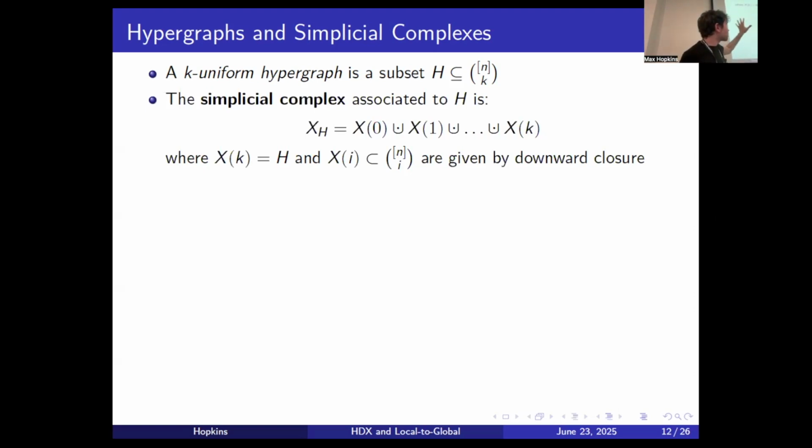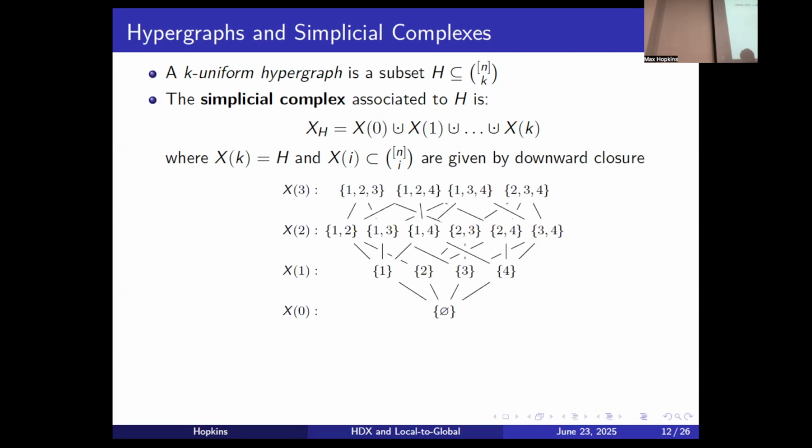It turns out, and we'll see soon why, that in the context of high-dimensional expansion, it's extremely useful to consider not just the hypergraph, but the hypergraph and all of its downward closed edges, which is called the corresponding simplicial complex, or pure simplicial complex. So the complex corresponding to H, X(H), is the union of these levels X0 through Xk, where Xk is just the original hypergraph itself. It's all the k-size sets. X0 is the empty set. And Xi is all possible i-size sets that appear in some hyperedge in the original complex.